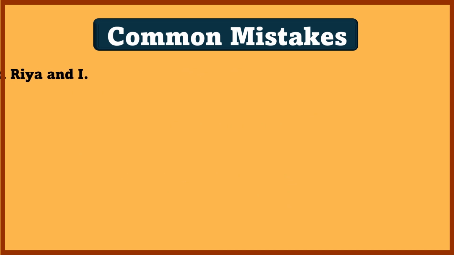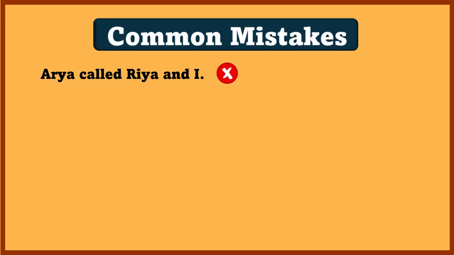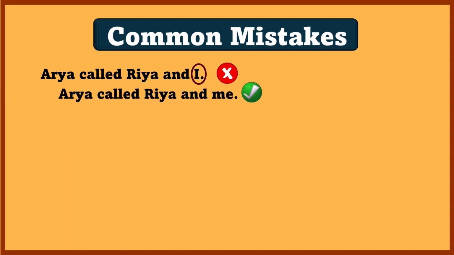Arya called Ria and I. Is this correct? No. I is used as an object, which is incorrect. To use yourself as an object, you need to use me. So the correct sentence would be Arya called Ria and me.